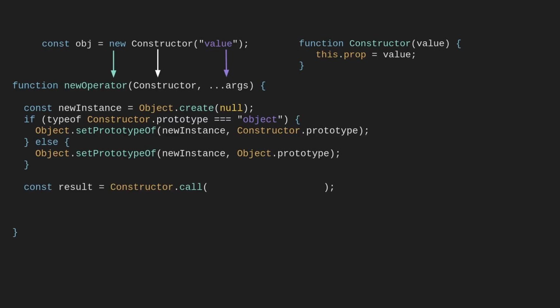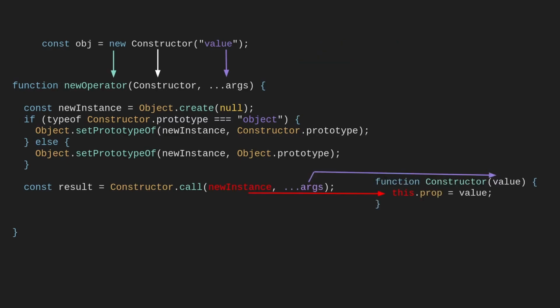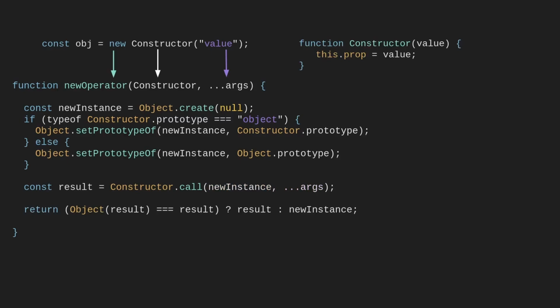Then it will execute the constructor function and store its result. It will call the constructor function with the given arguments, binding new instance as the this context, meaning that all references to this in the constructor function will refer to new instance. Finally, if the result returned by the constructor function is an object, then result will be returned. Otherwise, new instance will be returned.